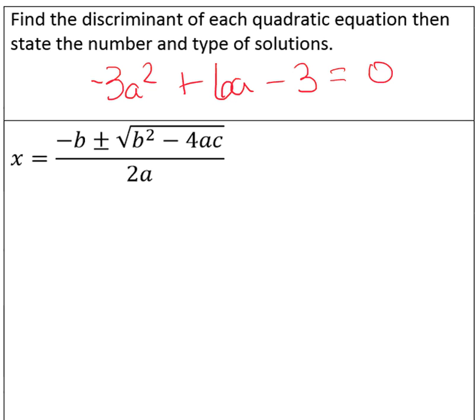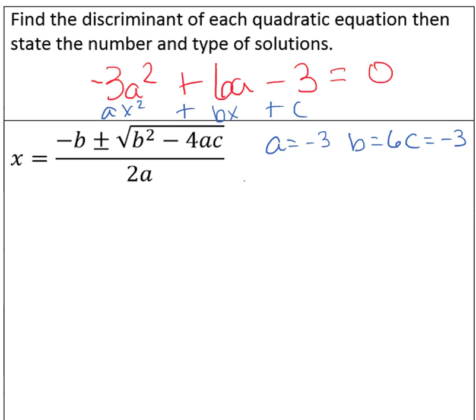Here we're going to take a look at finding the discriminant to identify the number and type of solutions. So we need to find out what ax squared plus bx plus c is, and compare it, and we find that a equals negative 3, b equals 6, and c equals negative 3.